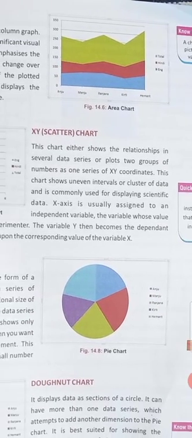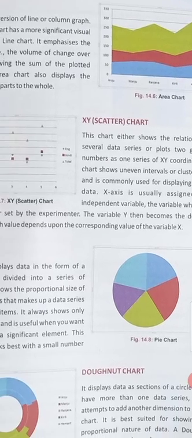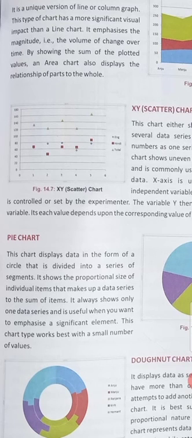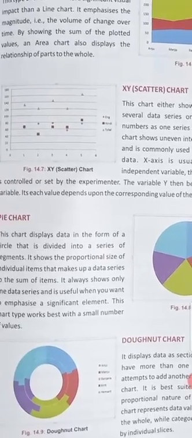XY chart. XY chart is used for scientific methods. In this, it shows the data in XY mode. It gives just dotted points on the X axis or Y axis. It is used only for scientific methods.